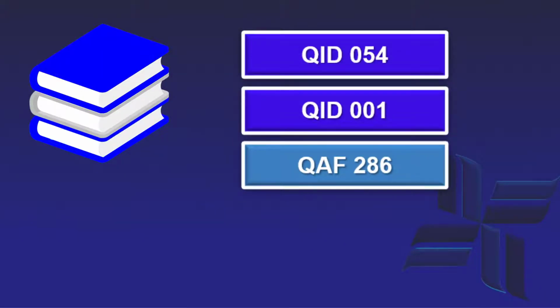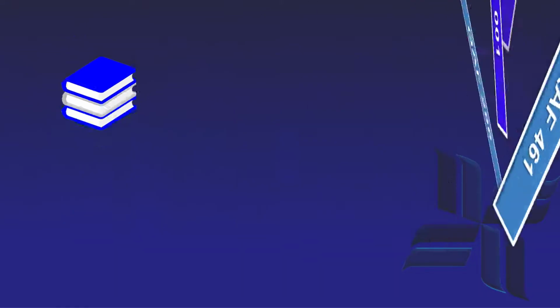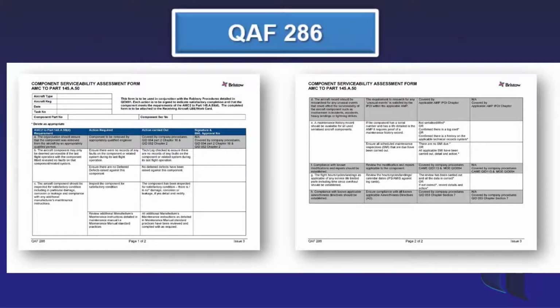The QAF 286 form is the component serviceability process form which must accompany the paperwork for the robbery. The QAF 461 form is the robbery register and used to record all component robberies at a local or base location. The 2-page QAF 286 form must accompany the paperwork for the robbery. It contains signatures for each element of the process.